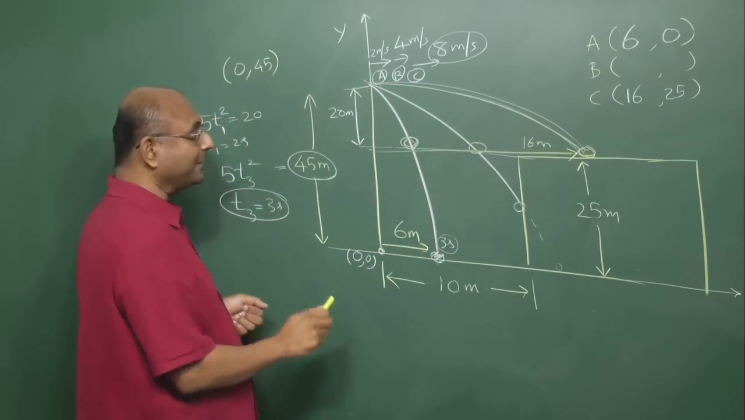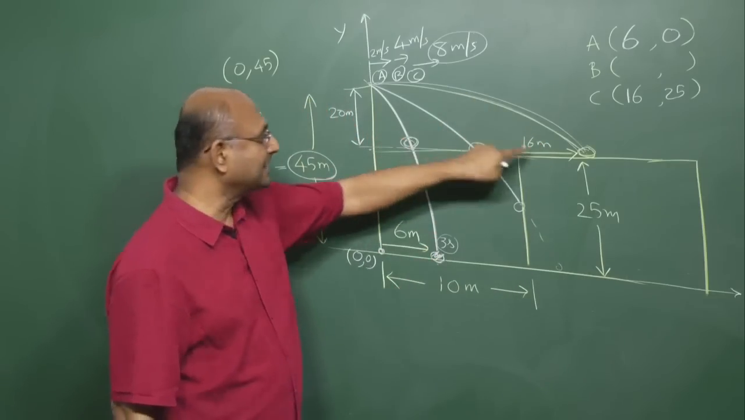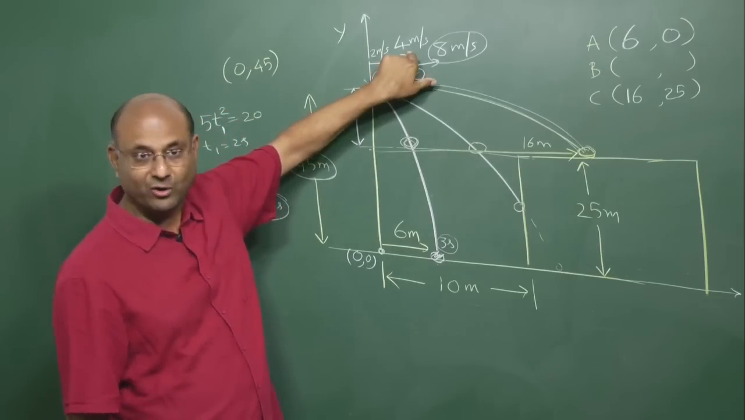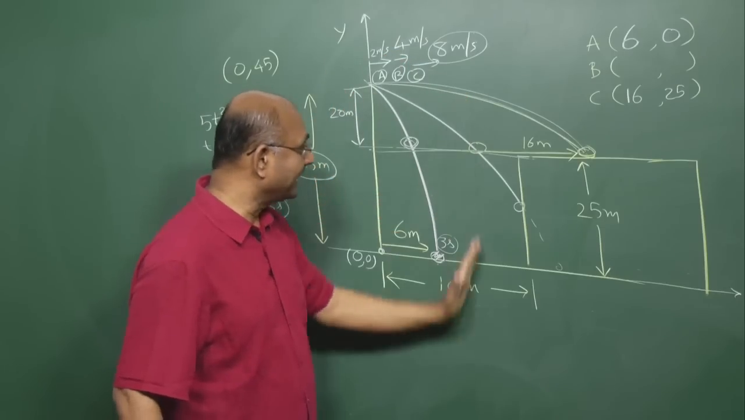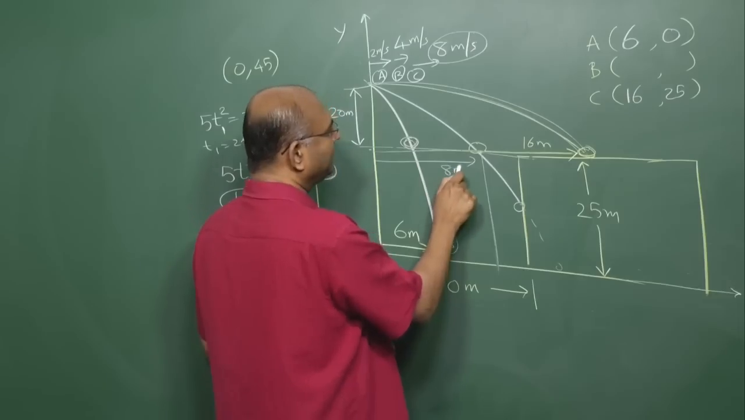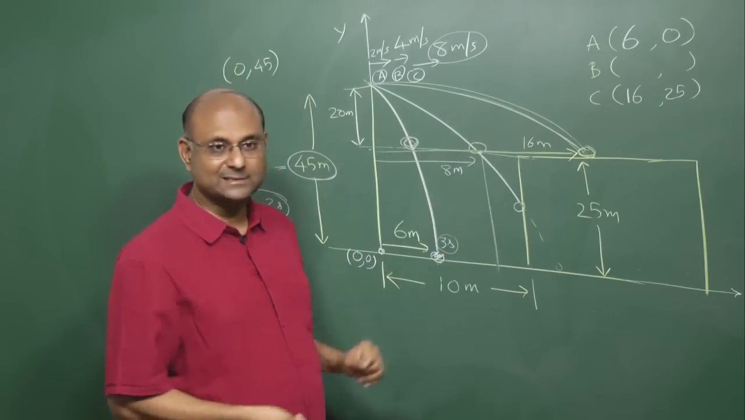Now there is a possibility B hits the roof. In 2 seconds, if it hits the roof, it must have traveled at least 10 meters. But what is its speed? 4. 4 into 2, 8. So in 2 seconds, it has only come this far, which is only 8 meters. 8 meters, it has not yet reached the building, so it wouldn't have hit the building in 2 seconds.